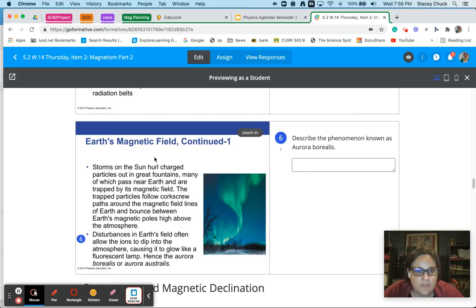So these charged particles kind of flow around in the eddies of the magnetic field, and the magnetic field kind of ebbs and flows as well. And so sometimes those charged particles dip lower into the atmosphere, and it causes a glow like a fluorescent lamp. So that's what the aurora borealis is. And then the aurora australis, I'm not quite sure if I'm saying that right, but I believe this happens in the southern hemisphere, and then aurora borealis is in the northern hemisphere.